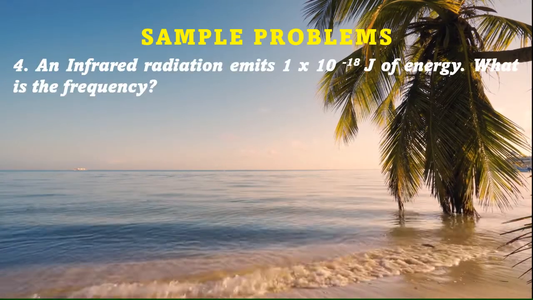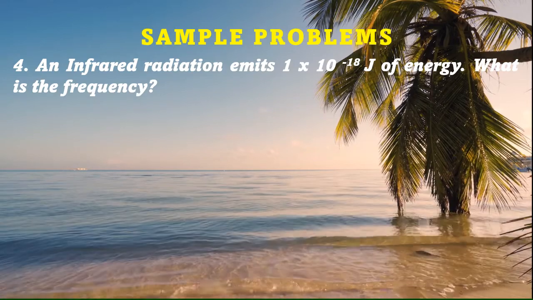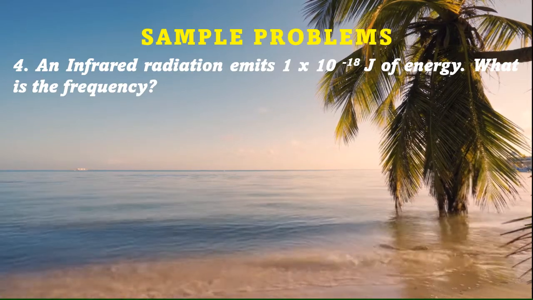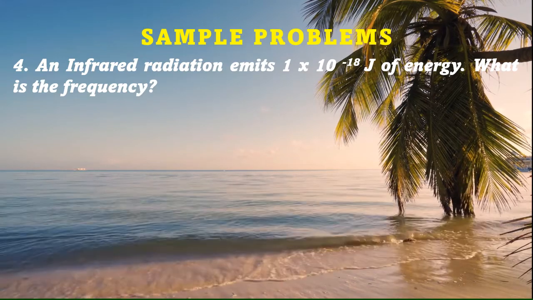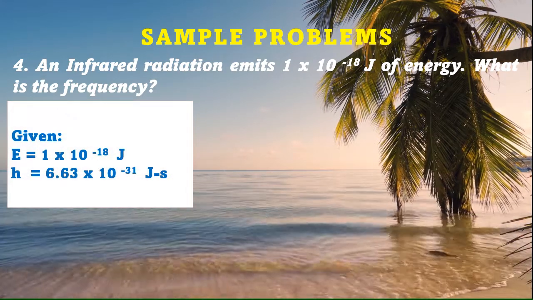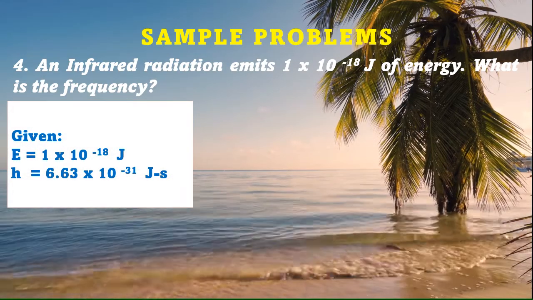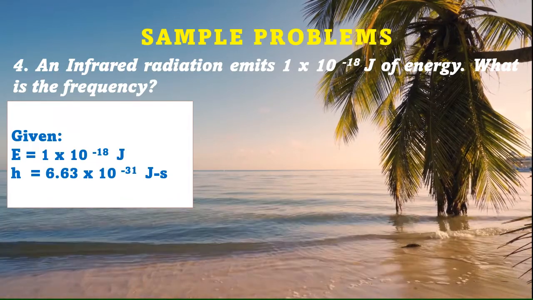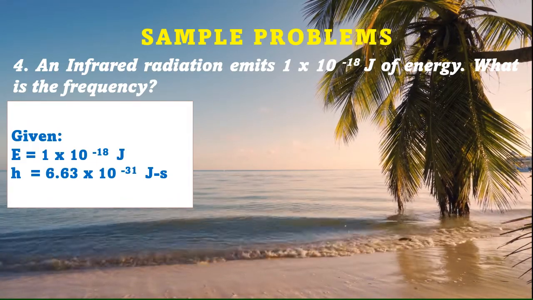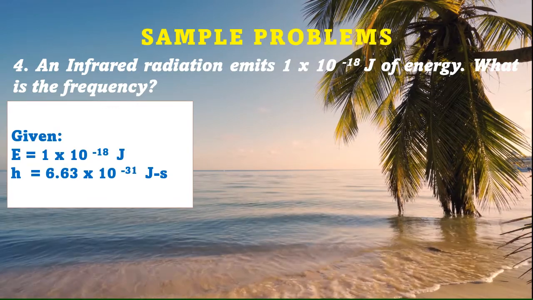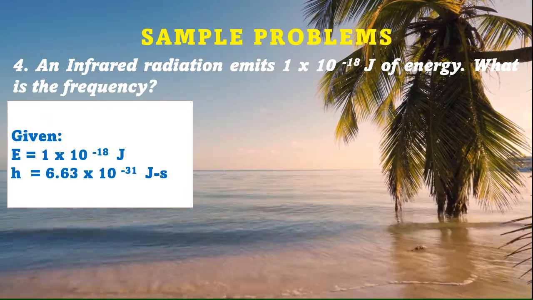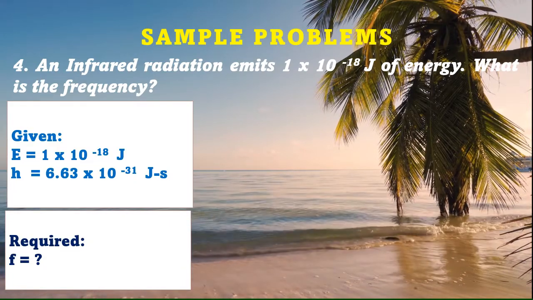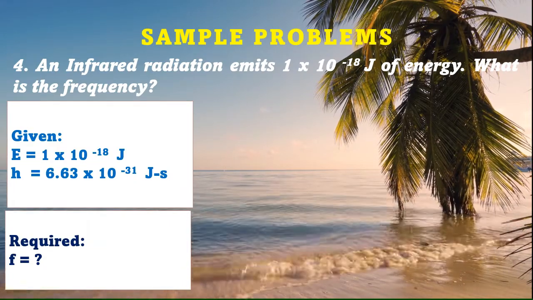Number 4. An infrared radiation emits 1 times 10 to the negative 18 joules of energy. What is the frequency? Given, energy is equal to 1 times 10 to the negative 18 joules. We have the Planck's constant, which is 6.63 times 10 to the negative 31 joule second. We are asked to solve for the frequency.